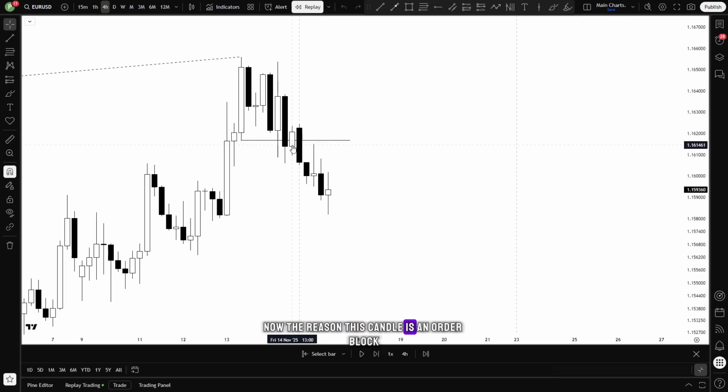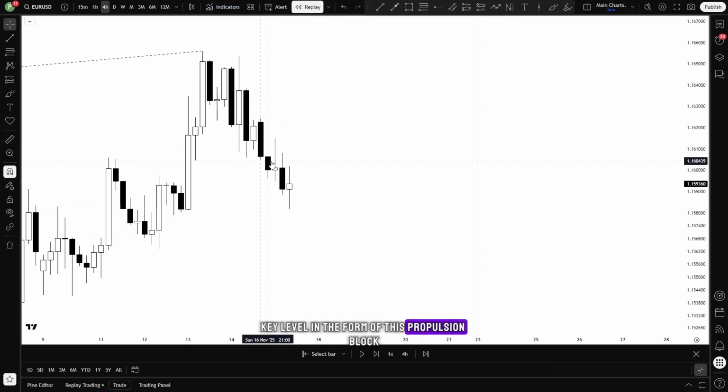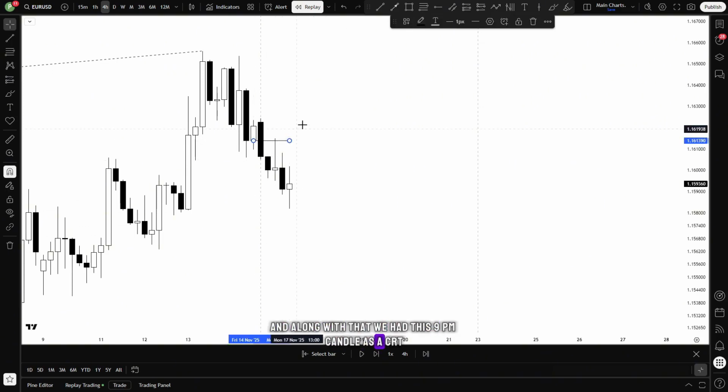Now, the reason this candle is an order block is because this candle filled liquidity by testing this previous order block. So this is an example of a propulsion block. On Monday, I took this candle as my order block, and I took this 9 p.m. candle as my candle range, and that was the market context that I established on Monday. I identified this untested key level in the form of this propulsion block, and along with that, we had this 9 p.m. candle as a CRT.